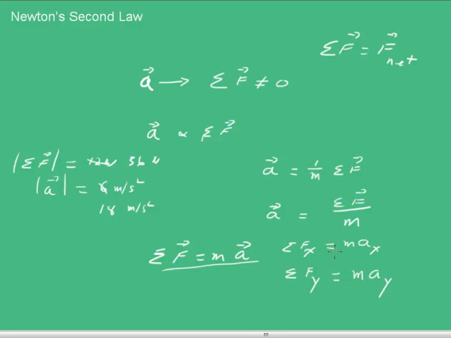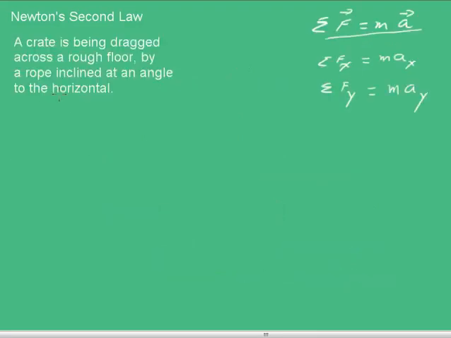So let's look at a brief overview of how we're going to solve problems using this law. Say we're given a situation described as we see here. A crate is being dragged across a rough floor by a rope inclined at an angle to the horizontal. The first thing you need to do is identify the forces acting on the crate. So these would be the weight. Remember, the crate's weight is the pull of the earth on it. There would be the reaction, the normal reaction. The floor would be pressing up on that crate.